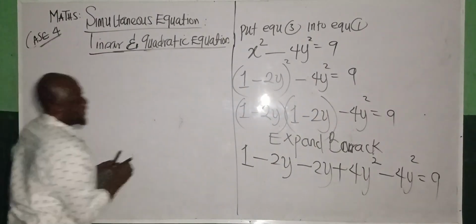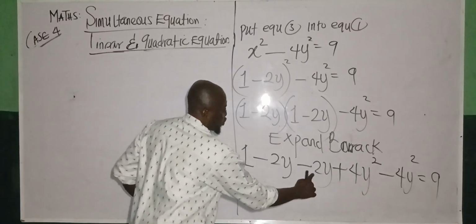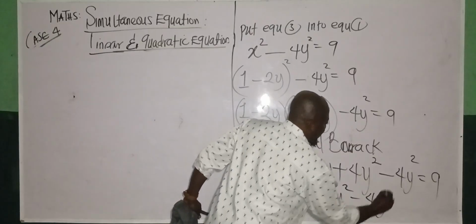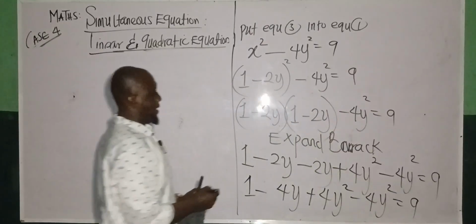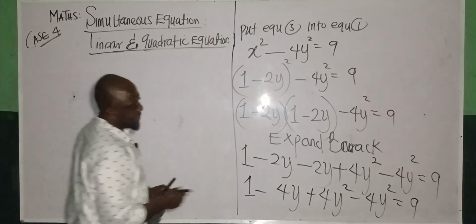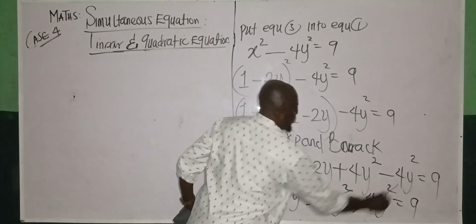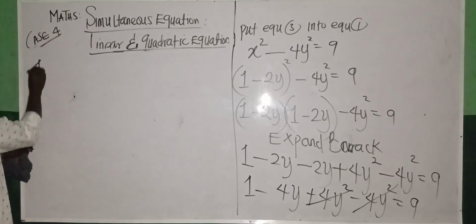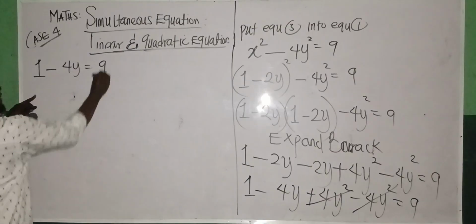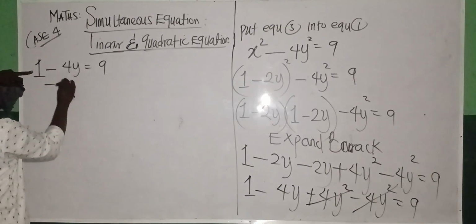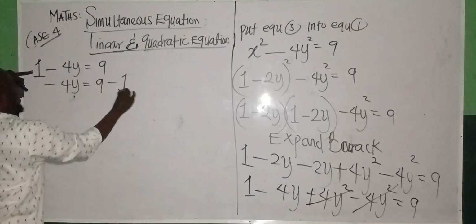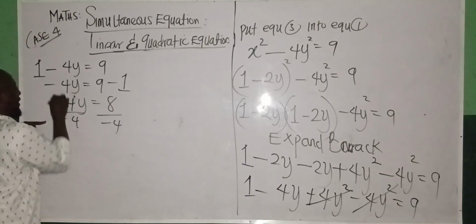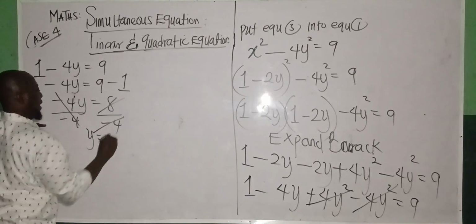So from this point, I have 1 minus 2y minus 2y will give us minus 4y. Then plus 4y squared, then minus 4y squared. Then equals 9 here. So observe that plus 4y squared can cancel minus 4y squared. That means plus 4 minus 4 is 0. We don't need that. So here now, I have 1 minus 4y equals 9. So take this one over here. I'll have minus 4y equals 9 minus 1. So minus 4y here will give me 8. So divide here by minus 4. Divide here by minus 4. This can cancel. Here y becomes minus 2.